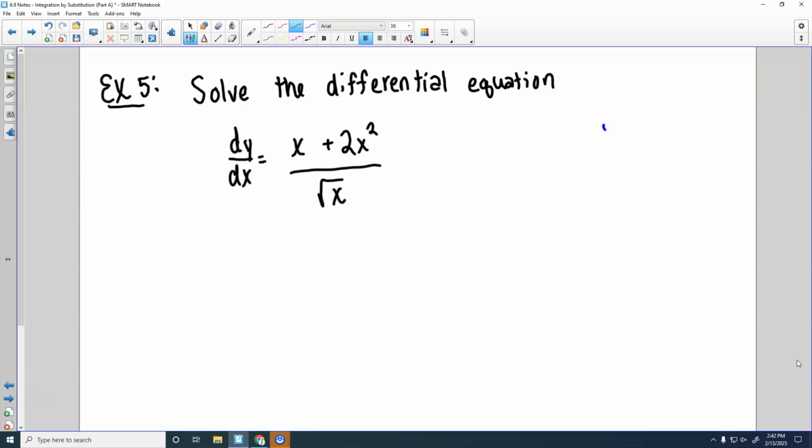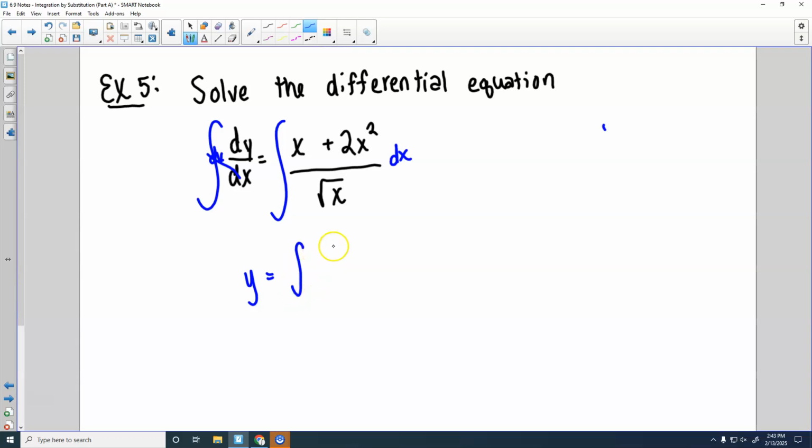So this one tells us to solve the differential equation, and it gives us dy over dx equals x plus 2x squared over the square root of x. It's another way of asking us to integrate. We really don't know how to do complicated differential equations right now. Whenever they're telling us to solve the differential equation, you're going to multiply both sides by dx, and then you're going to integrate both sides. So your y is going to equal the integral of x plus 2x squared over the square root of x dx.